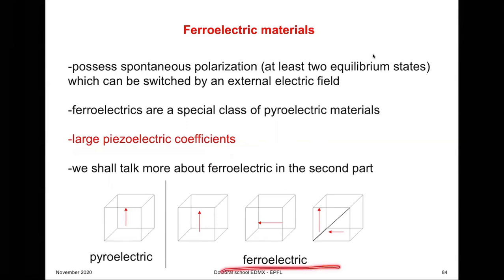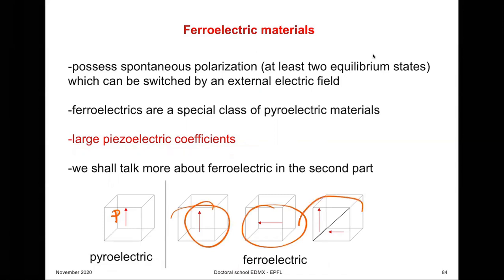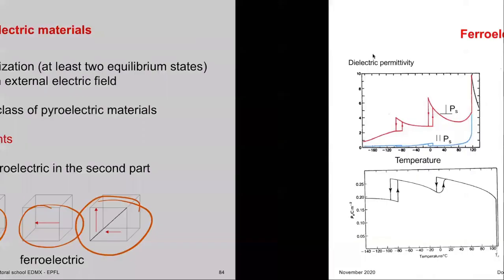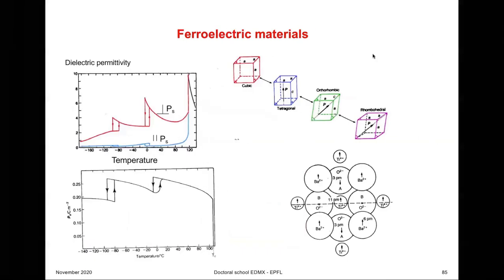So here is an example of a ferroelectric, and here is a pyroelectric material. A pyroelectric material has polarization, it has a fixed direction, and it has only that one direction of polarization. In a ferroelectric material, I can have at least two different directions of polarization. They are both equilibrium states and can exist simultaneously in the material, defining what we call ferroelectric domains.